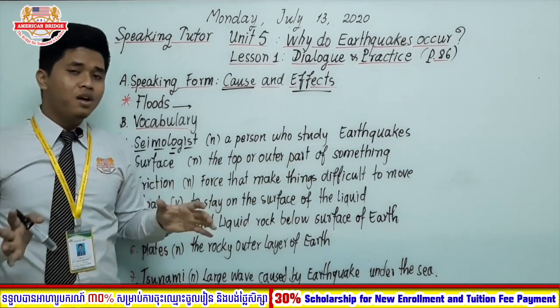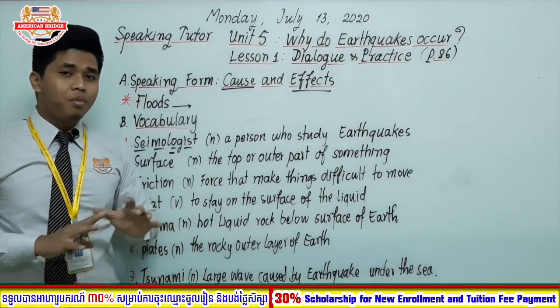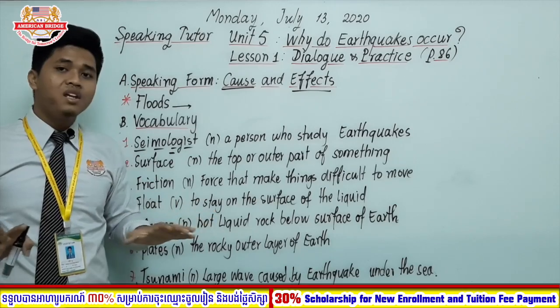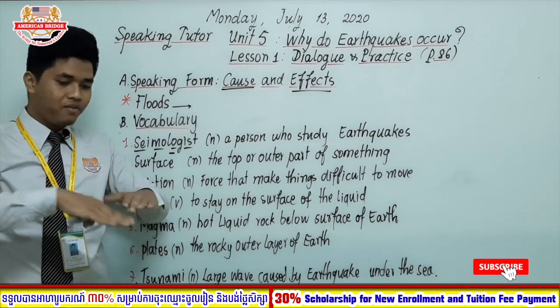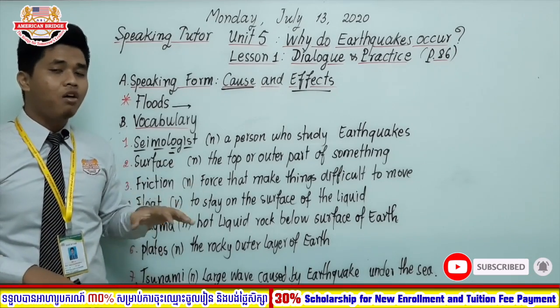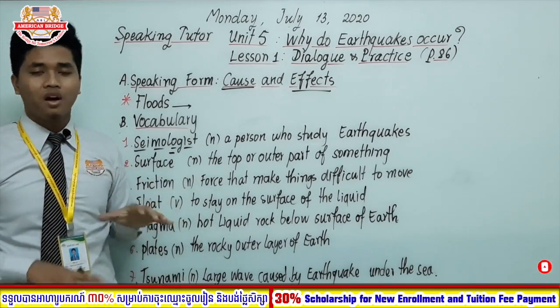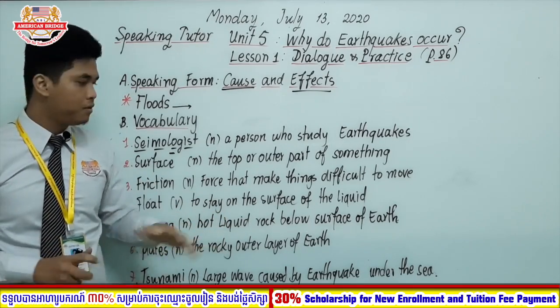As you know, we are living on the planet Earth, and the planet Earth consists of many different layers. Layers like this, parts of this, so we call them layers. So nowadays we are living on the surface of the earth, which means the top layer of the earth.